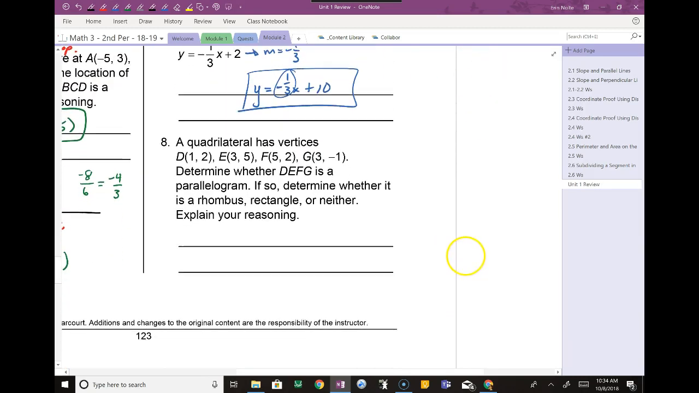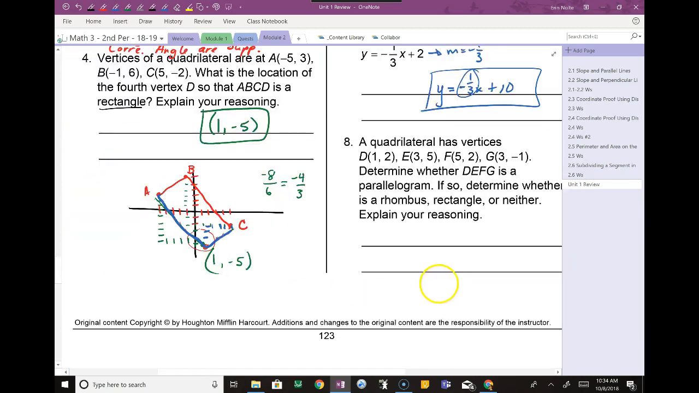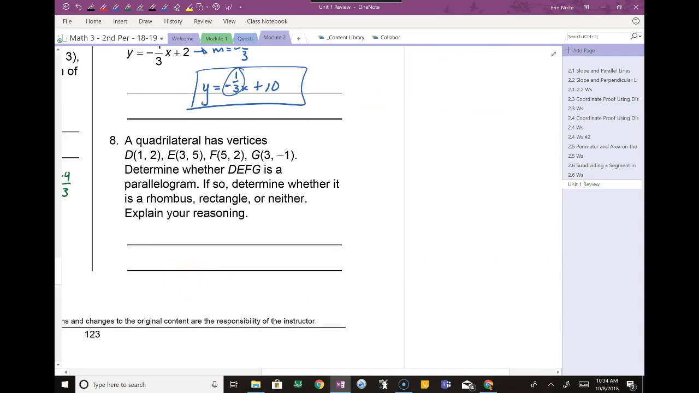All right, so question number 8. This question is kind of similar to question number 4. The only difference is now we're working with a different shape. Now we have to take these points and prove what shape we're working with. I'm going to start by plotting the points because I want to narrow down just visually, do you think I'm working with a rhombus or a rectangle or neither of those? Plotting the points is going to give me a head start.